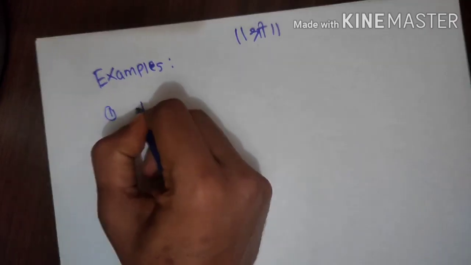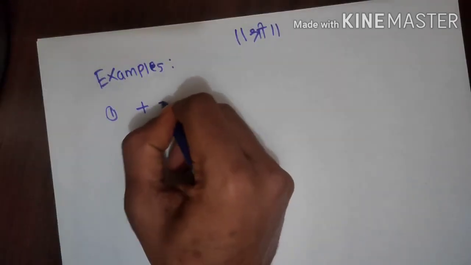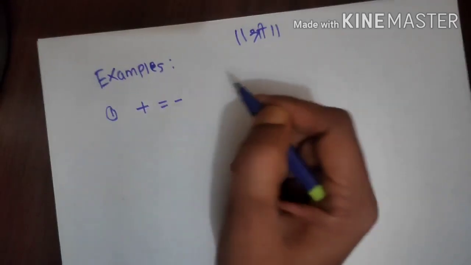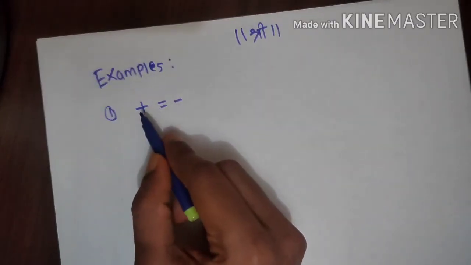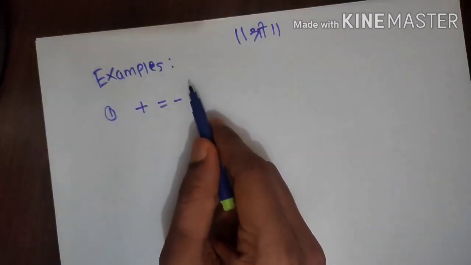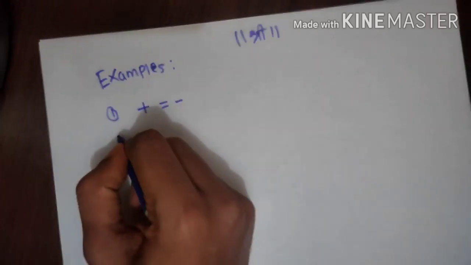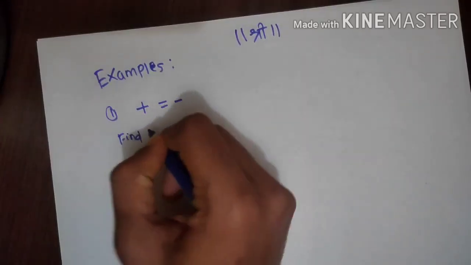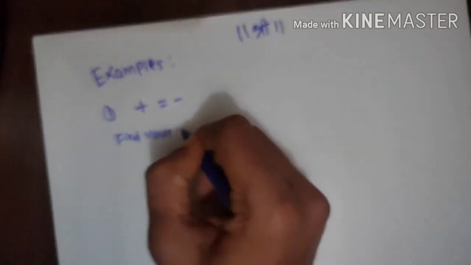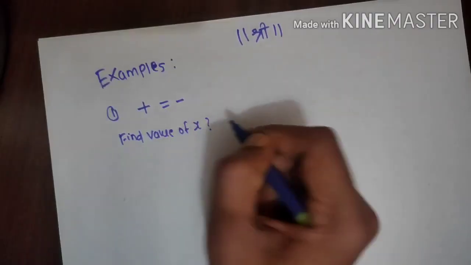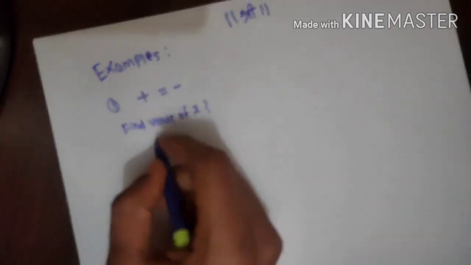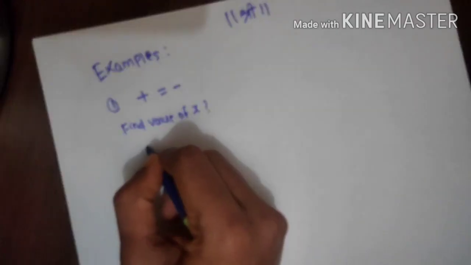Let's see an example of the first rule, that is when we move a plus sign from left hand side to the right hand side, it will become minus. That means when we move plus from one side to another side, it will become minus. Find the value of x. Here we want to find the value of x. Now let's take an example.